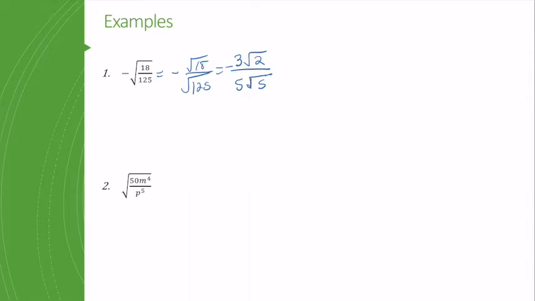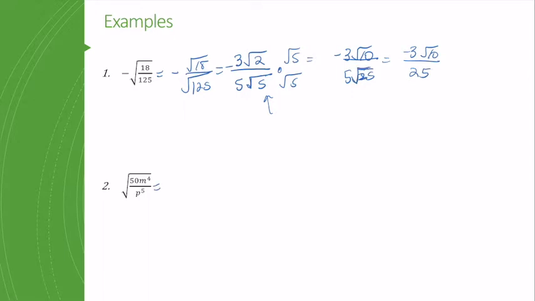And I need to get this radical out of the denominator, so I'm going to multiply by the square root of 5 on the top and the bottom. That gives me negative 3 square root of 10 over 5 times the square root of 25. So I have negative 3 square root of 10 over 25, because the square root of 25 is 5.